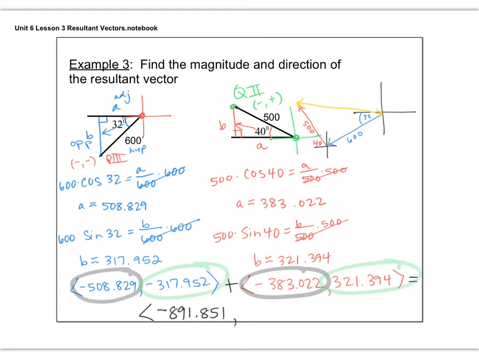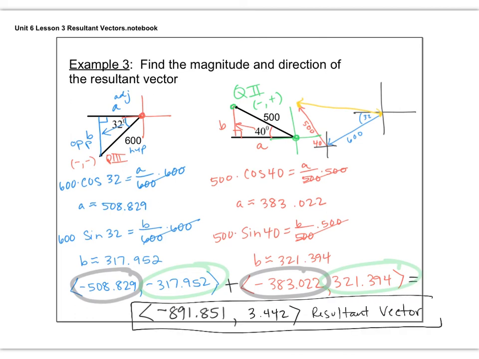So now we're going to move on to these two I just circled in green. We're going to add our vertical components. And when we add those, we actually get 3.442. And this is our resultant vector. So I'm just going to put a big box around that because that's important.